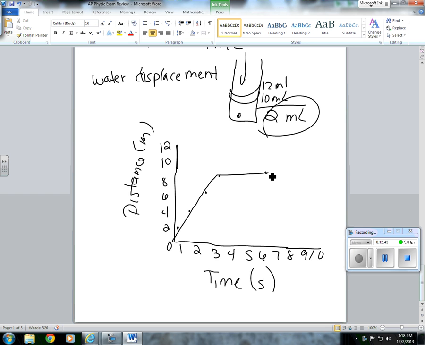And then it says it's going to decrease 2 meters per second for the next 3 seconds. So at 8 seconds, we would be at 6 meters. At 9 seconds, we would be at 4. And at 10 seconds, we would be at 2. So that you should get this nice shape like this on your graph.